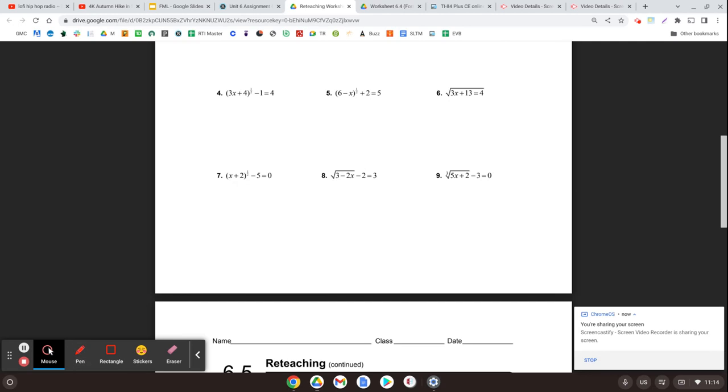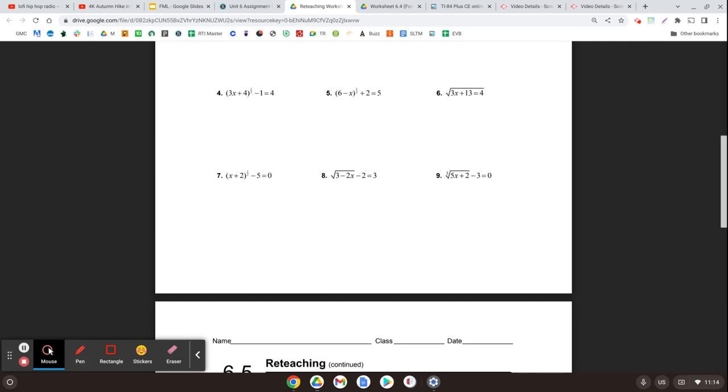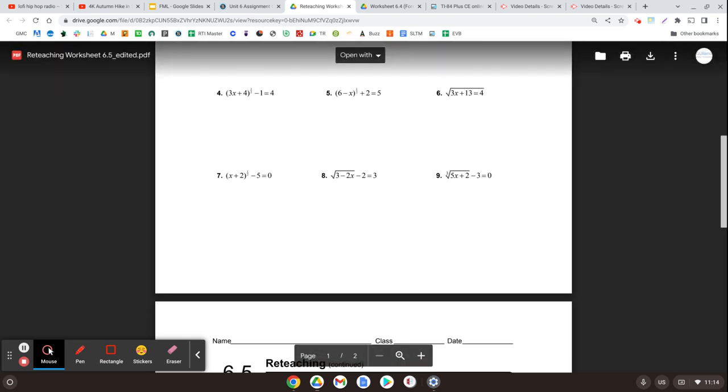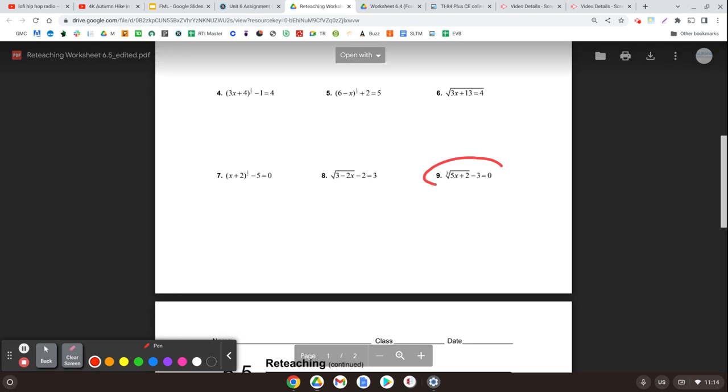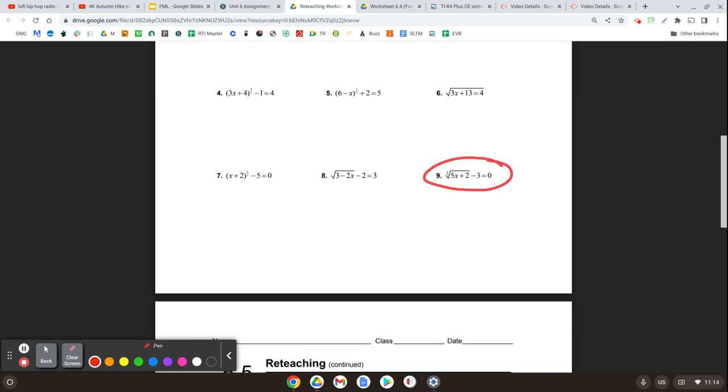All right, boys and girls, a little 5-minute lesson here on solving radical equations and other types of equations. Solving is kind of where it's at. I know you guys have done this for your entire math career. What I'm going to do is take number 9, and I'm going to show you 3 different ways you could do number 9.